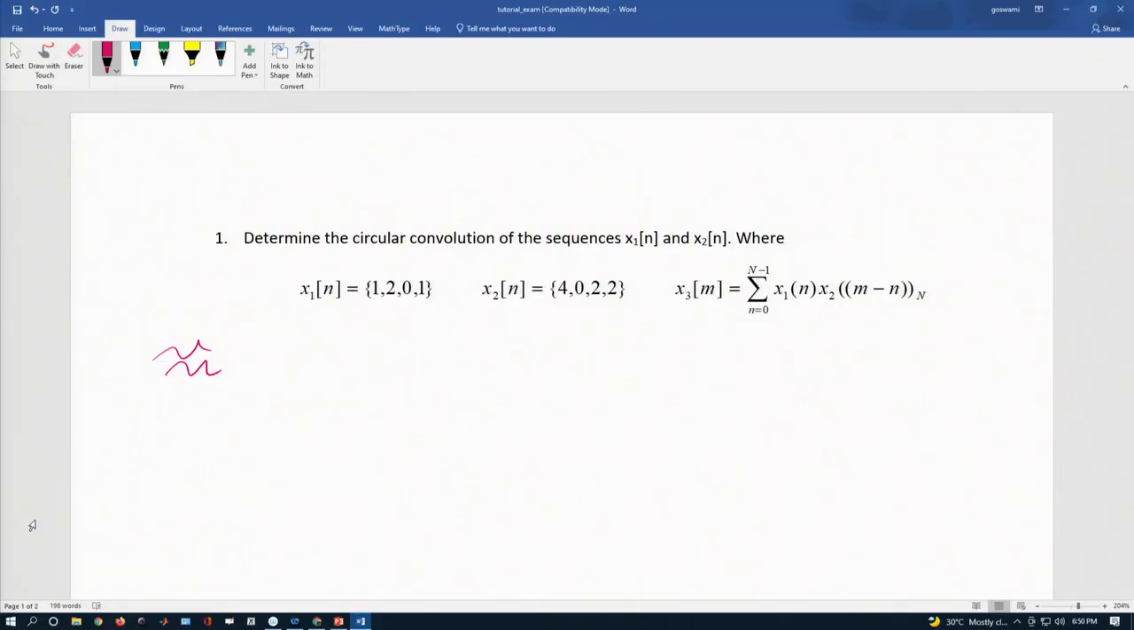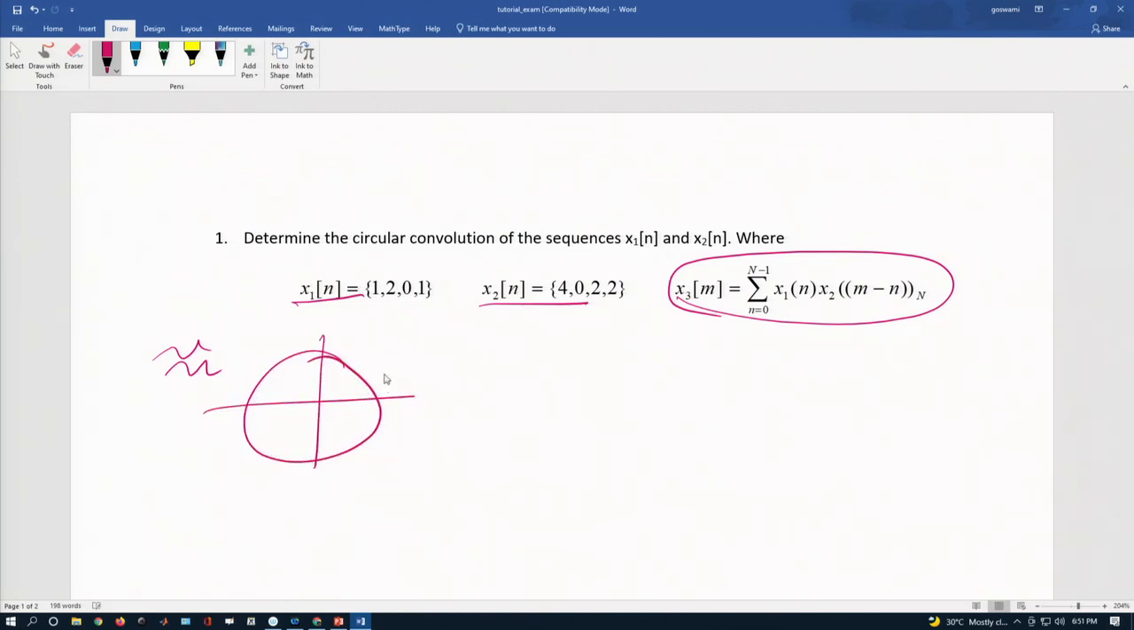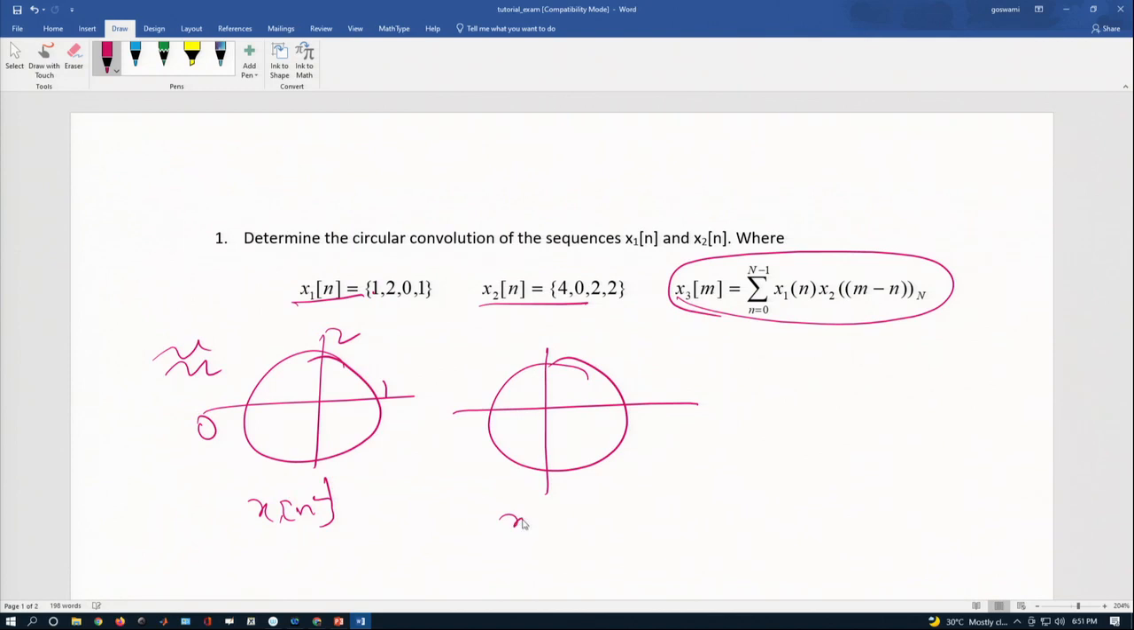For example, let us see question number 1. Determine the circular convolution of the sequences x1(n) and x2(n), where x1(n) is given, x2(n) is given, and the formula is given. So, how do you compute? As you know, I can use circular things. x1(n) is 1, 2, 0, 1, and x2(n) is nothing but 4, 0, 2, 2.